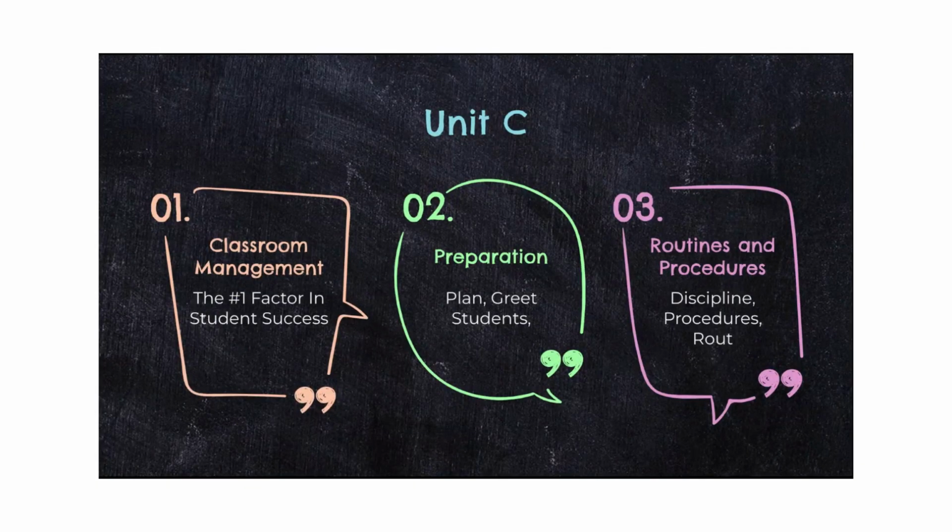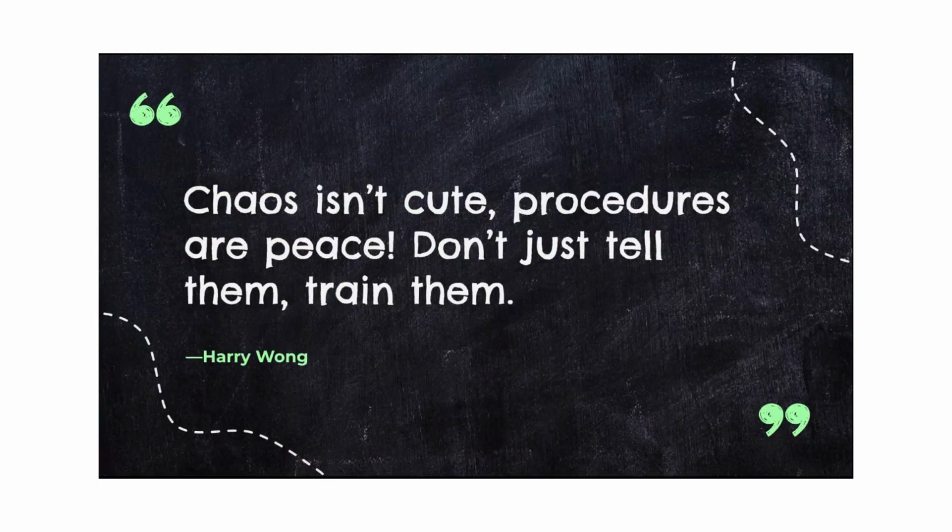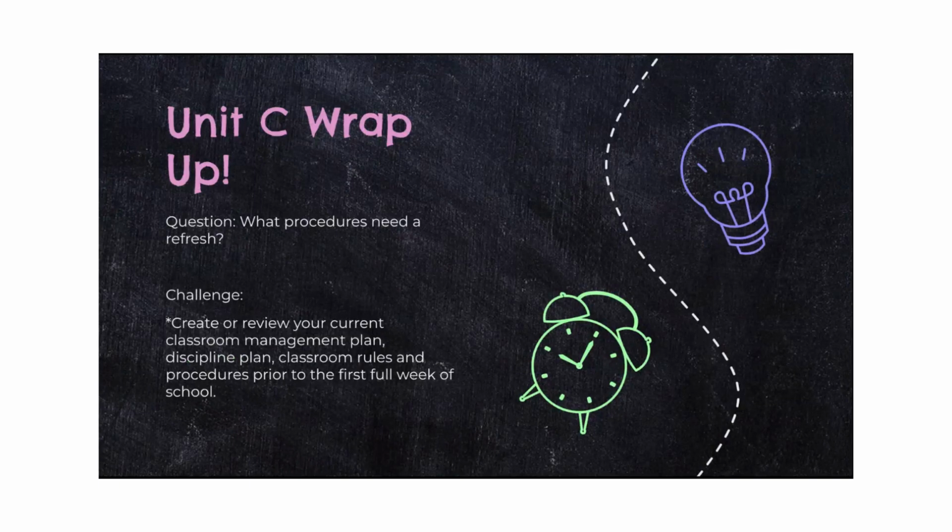All right, so for Unit C, which was heavy, we covered classroom management. The number one factor in student success: preparations, plan, how to greet your students, and then routines and procedures, discipline, procedures, and it says root, but it's supposed to be rules, okay? Chaos isn't cute. Procedures are peace. Don't just tell them, train them. From Harry Wong.